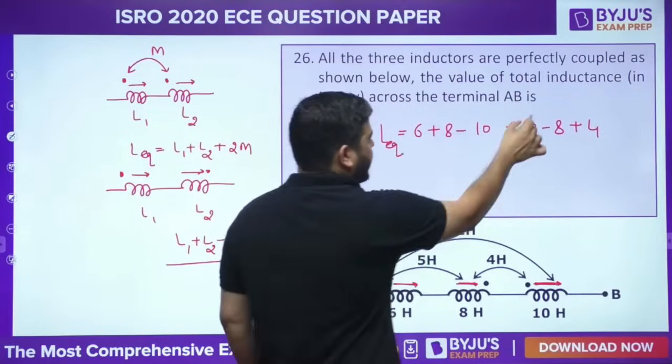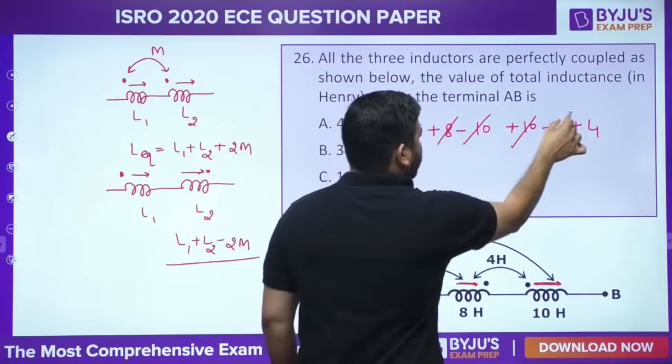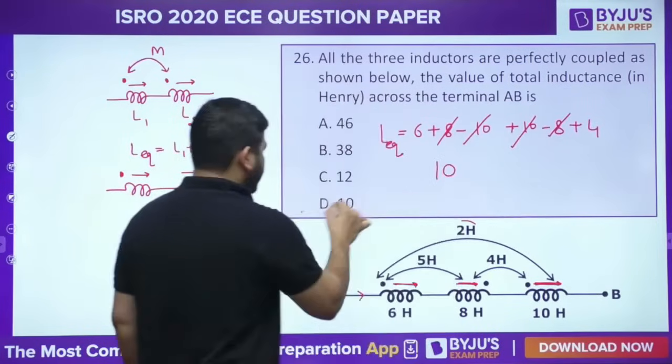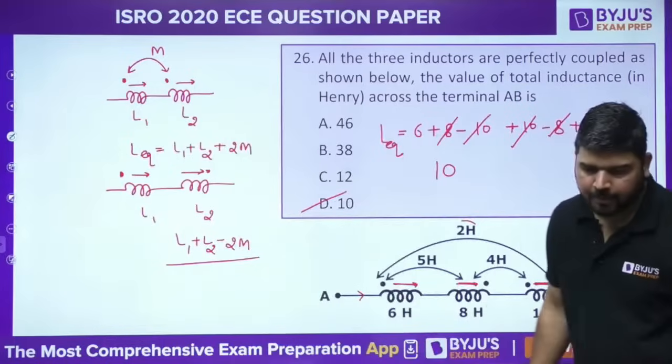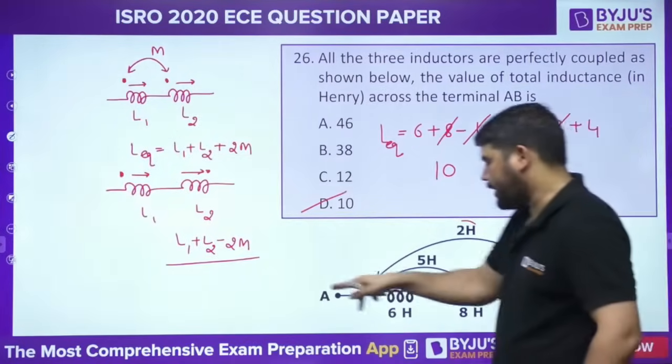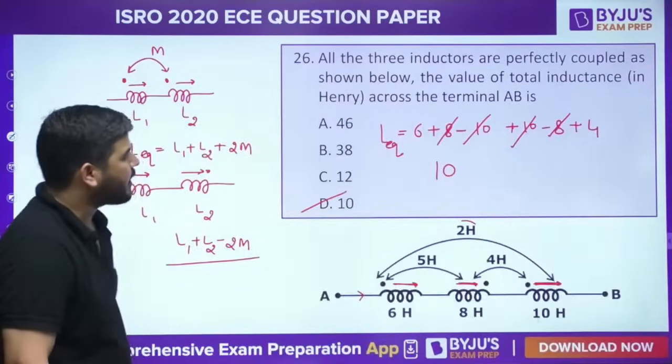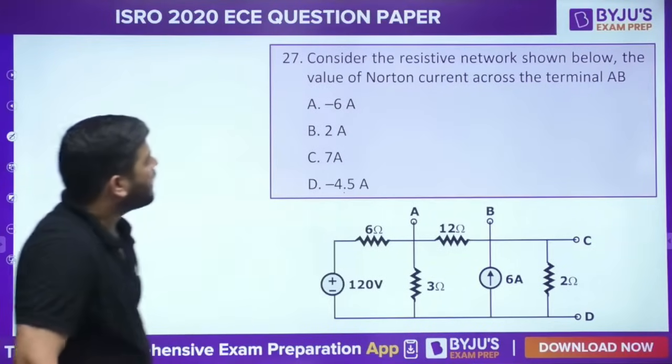Now you can calculate this sum. This sum came out to be 10. Answer is 10 Henry. Okay, this was a simple question. I hope you got the point how to calculate the equivalent inductance here. Let's come to the next question.